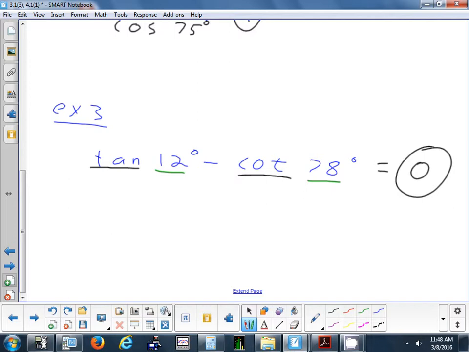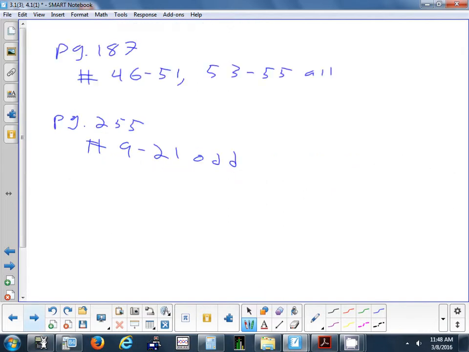Okay, so any question on how to use the complementary angle theorem? All right. All right, so the homework, it's in two parts. Okay, the first part is all yes or no questions, like the first few examples we did. Okay, that's 187, 46 to 51, 53 to 55 all. And then the last part is on page 255, and this is on the stuff with right triangles, okay, Sakatella stuff. And it's 9 to 21 odd.